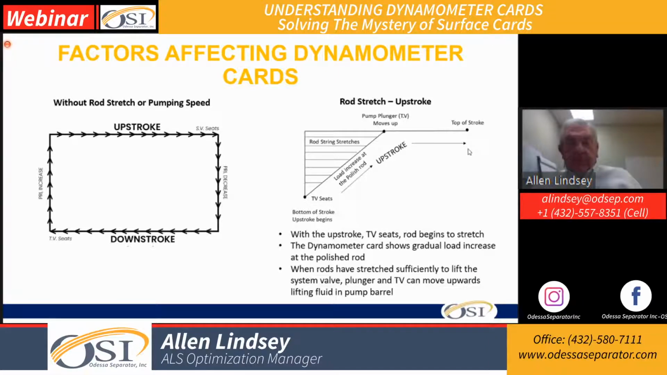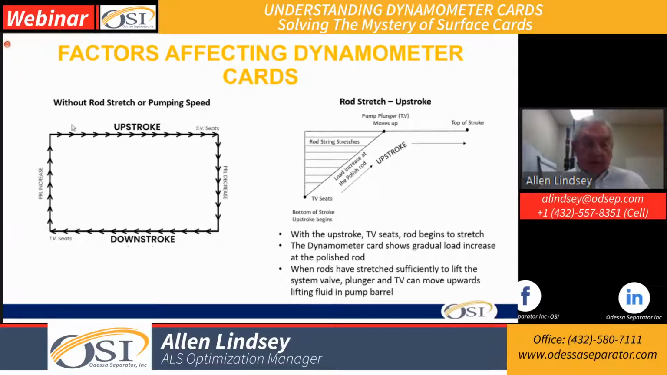Without pumping speed or rod stretch, the dynamometer card would look like the illustration on the left. Traveling valve seats, polish rod load increases, pump plunger moves up through the upstroke. Standing valve seats, polish rod load decreases, plunger moves down through the downstroke.